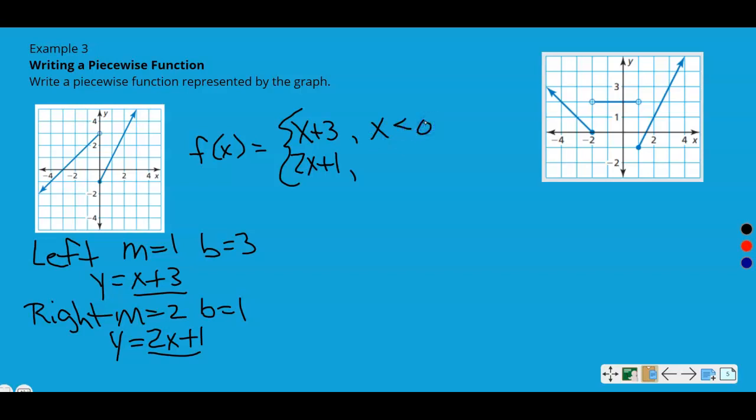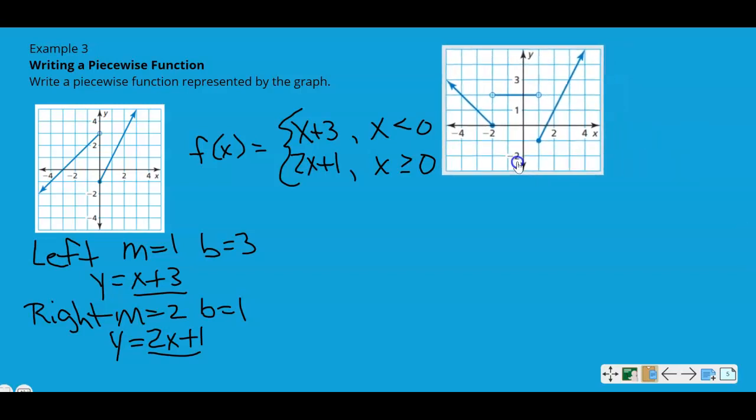All right, and then for the next part of the function right here, this is a closed circle, so we know it's going to be x, and it starts at 0 too, but it's including 0, so it's going to be greater than or equal to 0. And that's it. Once you find the equation for the left side and the right side, you have the piecewise function. The only part left is to tell what part of the domain it's going to.